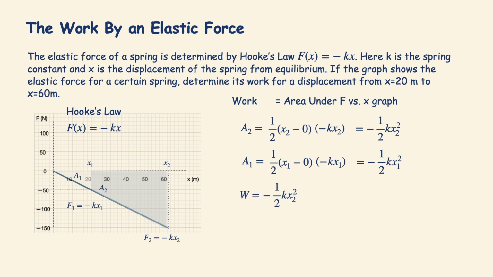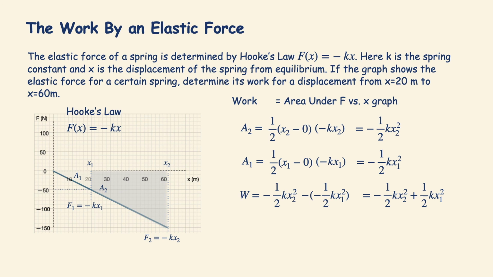And so the work, which once again is going to be equal to the difference between the area of the big triangle minus the area of the small triangle. The area of the big triangle A2 is minus 1/2 kx2 squared, minus the area of the small triangle, which is minus 1/2 kx1 squared. Again, we have minus minus, which flips into plus. So I see for the work of the elastic force of the spring, as an object moves from x1 to x2, that it is going to be equal to minus 1/2 kx2 squared plus 1/2 kx1 squared.